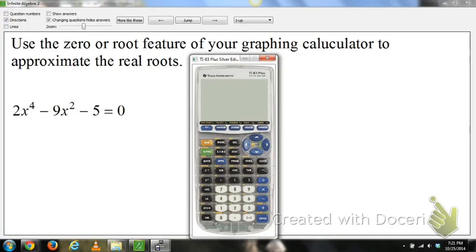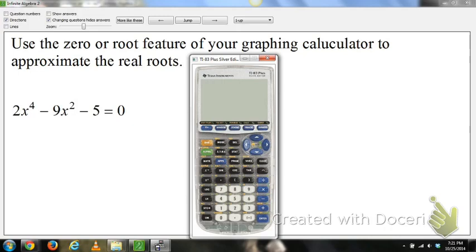In this video, I'm going to show you how you can use the zero or root feature of your graphing calculator to approximate the real roots of a polynomial function. And when we say approximate, that means we're going to get a decimal. It's not going to be an exact value. The calculator won't give us the square root of 2 or something like that. It'll give us the approximate value, like 1.41 or whatever it is.